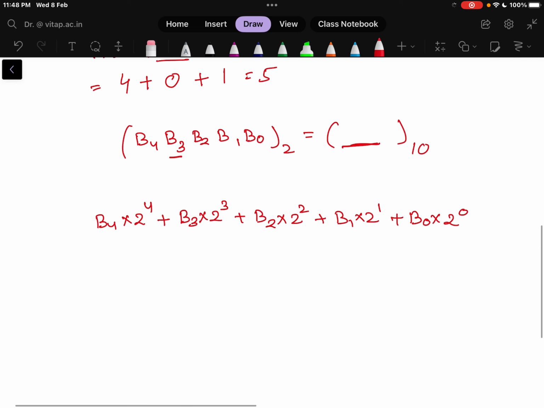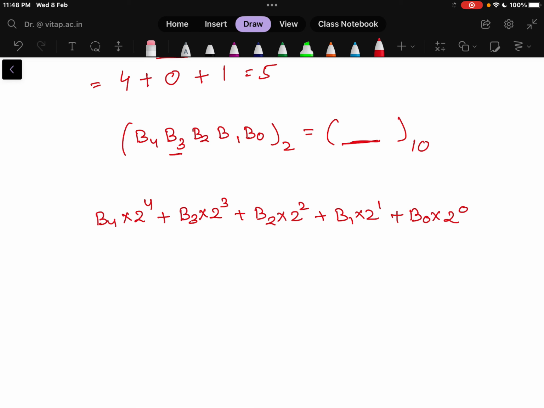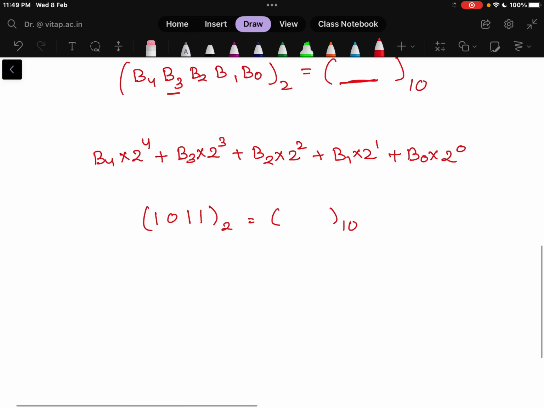Okay, like this, let us take one example here. We will take a small one. Let me write 1 0 1 1. What is the decimal equivalent of this number? We will find out. How to find out? See here, how many digits are there: 1 2 3 4. So, if I represent this as B0, B1, B2 and B3, right.